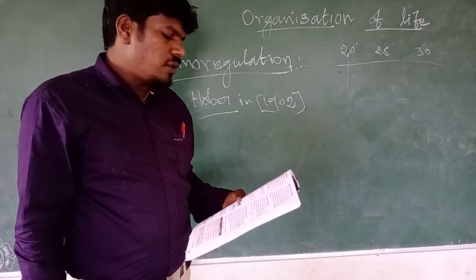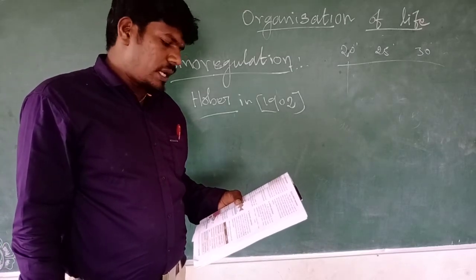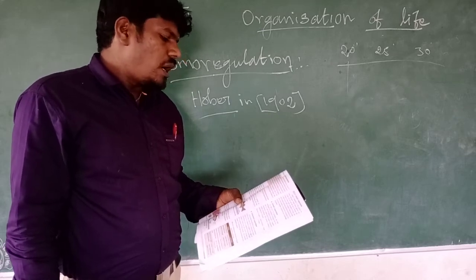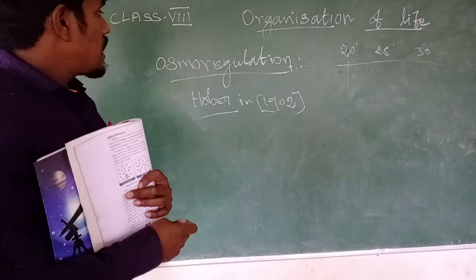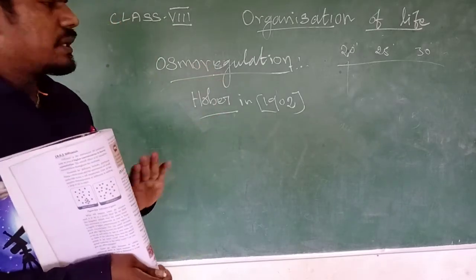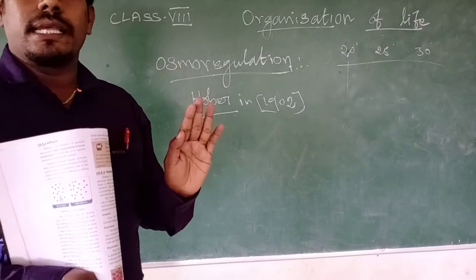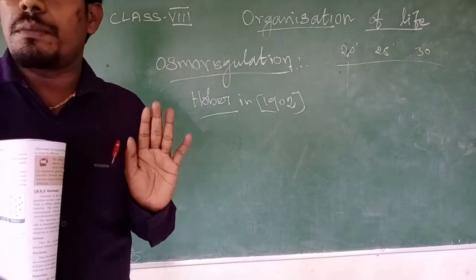Organisms are divided into two types based on osmoregulation. They are osmoconformers and osmoregulators. Osmoregulation has two types. Osmoregulation means what? Maintaining the water balance, and at the same time maintaining homeostasis in our body.